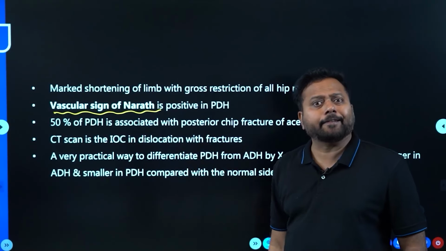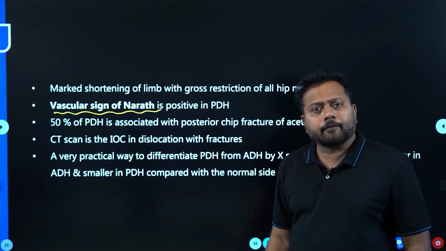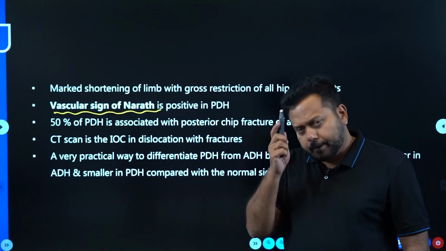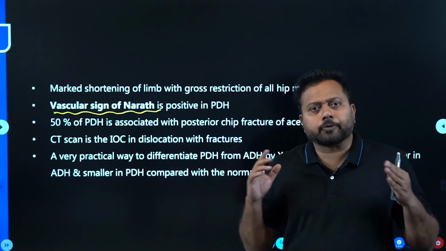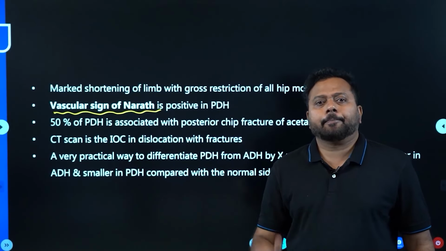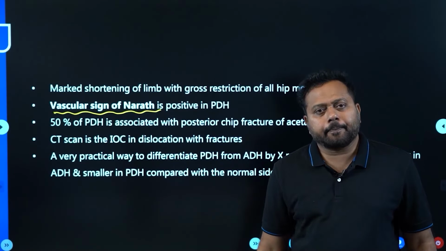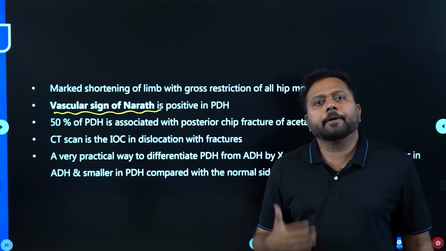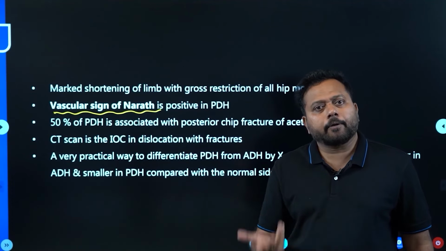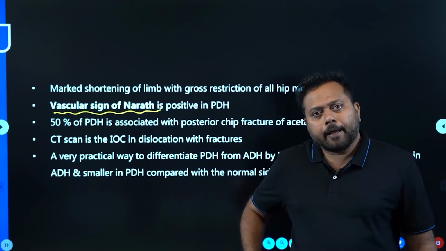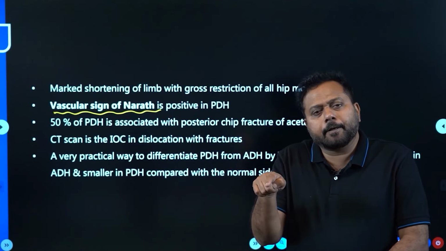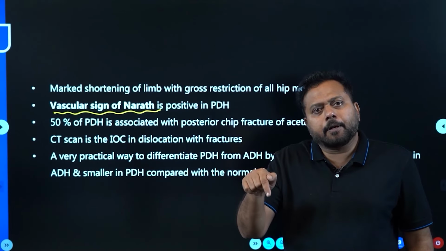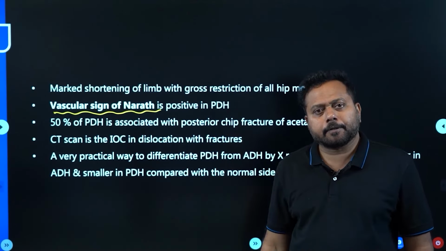Vascular sign of Narath. What do you mean by vascular sign of Narath positive? Let me explain it first. Make the patient lie in supine position. Palpate for the femoral artery pulsation. Where is femoral artery pulsation felt? At the mid-inguinal point. You know very well where the mid-inguinal point is: the midpoint between the anterosuperior spine and the pubic symphysis. Just below that is your femoral pulse.